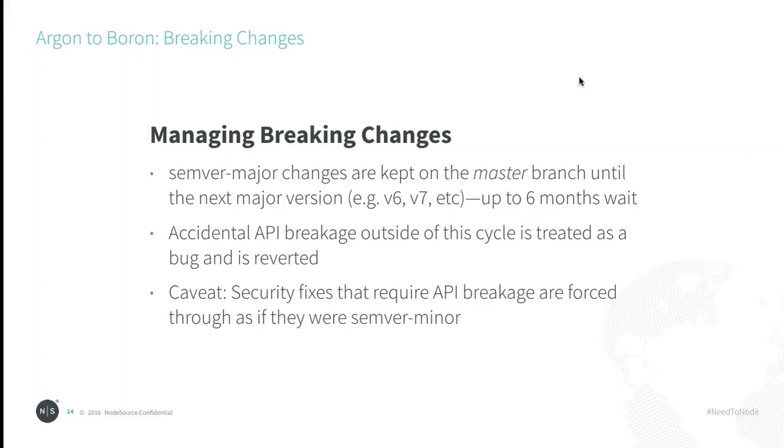The only caveat to that is that security fixes that require an API breakage are forced through as if they were a minor number change, so a feature improvement. We saw that happen in both version 4 and 0.12 and even 0.10, where we had to do some breakages that came with OpenSSL, like removing certain ciphers or deprecating SSL version 3. They were technically breaking changes, but we had no choice but to push them in. So that may happen occasionally, and we'll make sure you get clear notice about that.